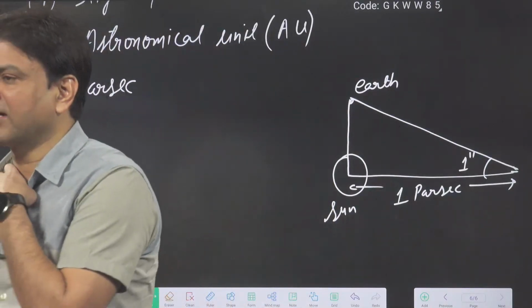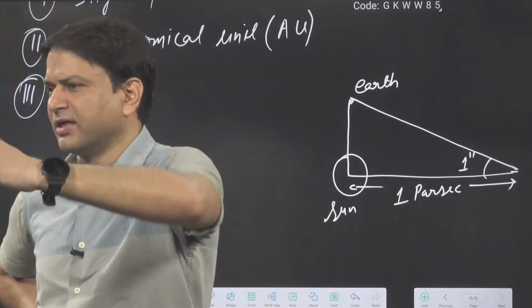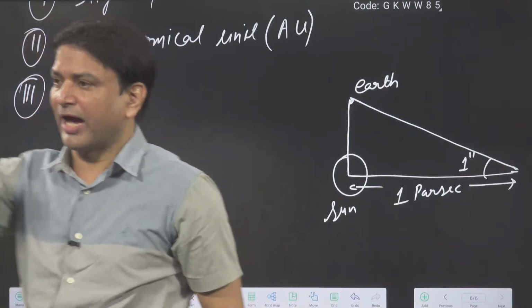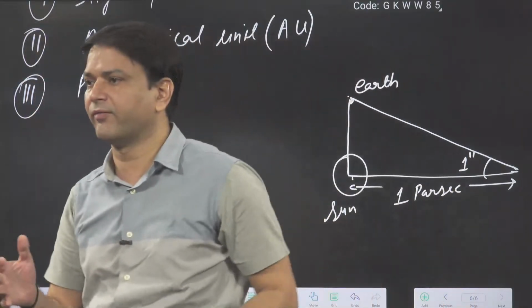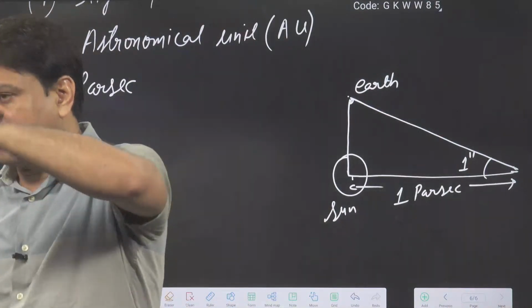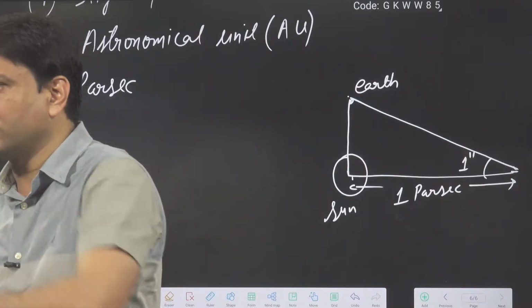Isha, you have not seen the complete definition. Here, the distance between the earth and sun is changing. So the average distance between the earth and sun is the astronomical unit. Okay, so if you see, this is the average distance between the earth and sun, that is the astronomical unit.